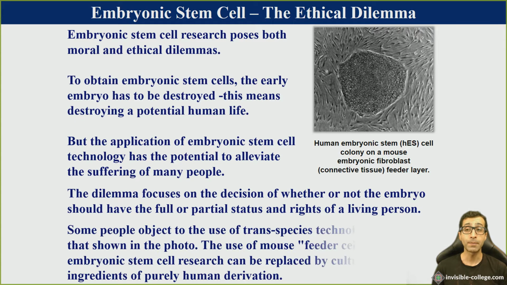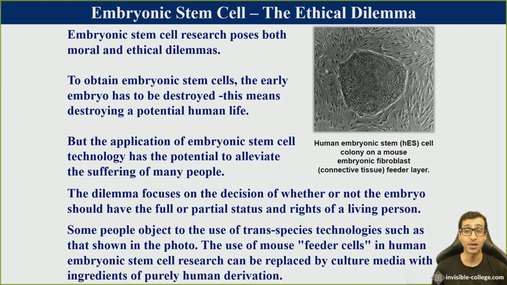Now, obviously, some people will object to the use of transspecies technologies, such as those shown in the photo, where we have human embryonic stem cells being multiplied as a colony on a mouse embryonic fibroblast. So this is a transgenic technology here, and again this has caused some controversy.